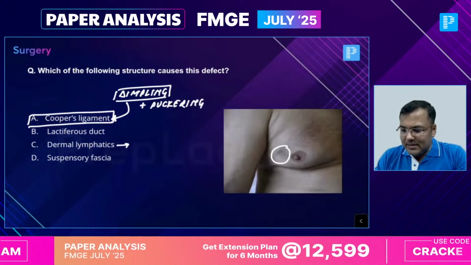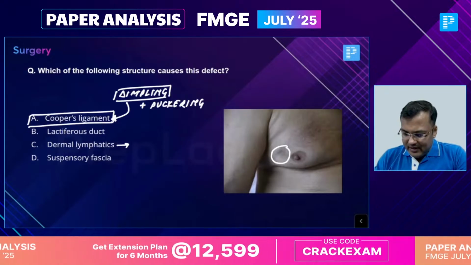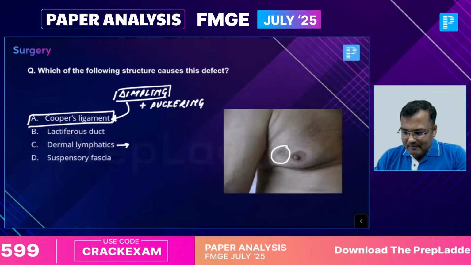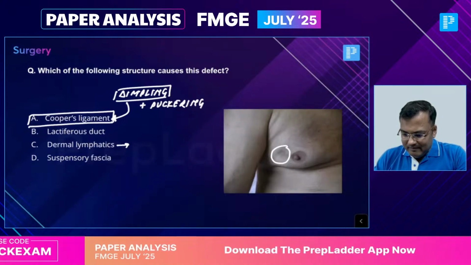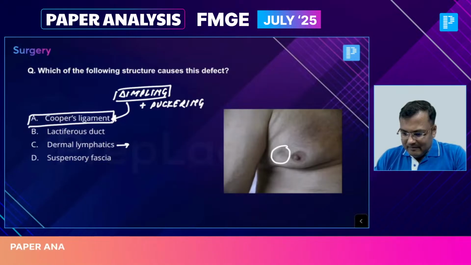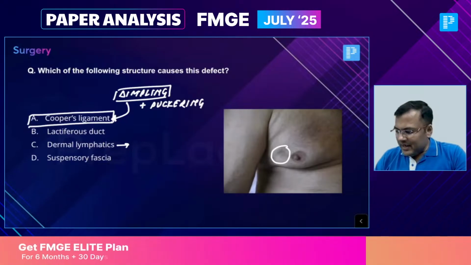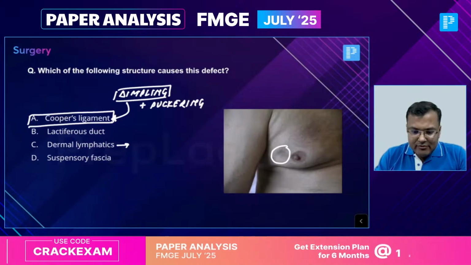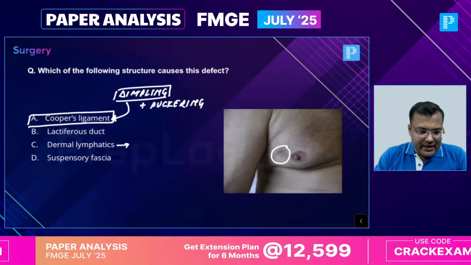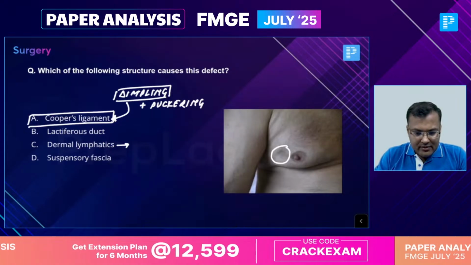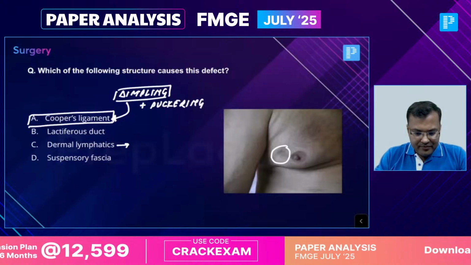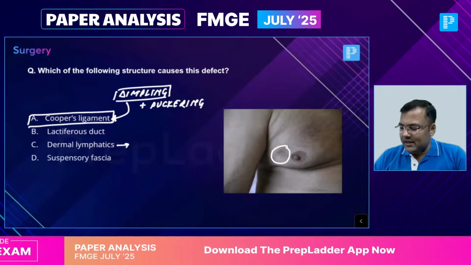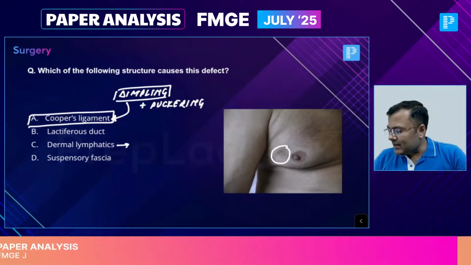Anybody wants to add something in this question? Yes, Vinay, Tushar, Dr. Nadeem. Same question tha, Tushar Bhargav. Okay, so the same question was there. So it is because of Cooper's ligament, right?